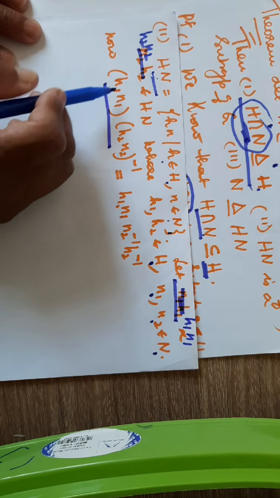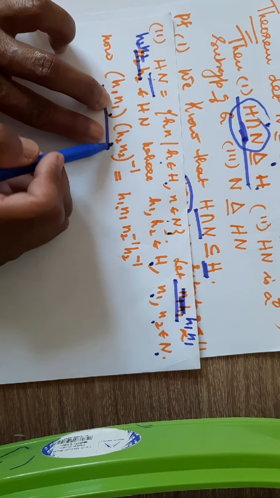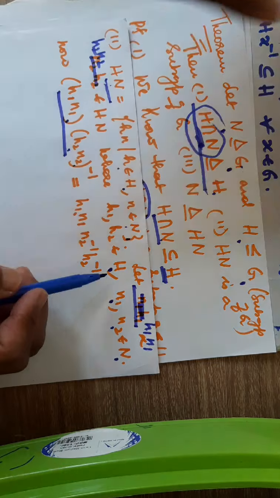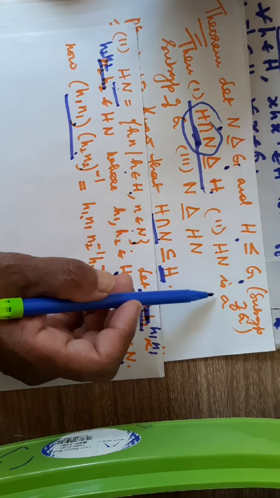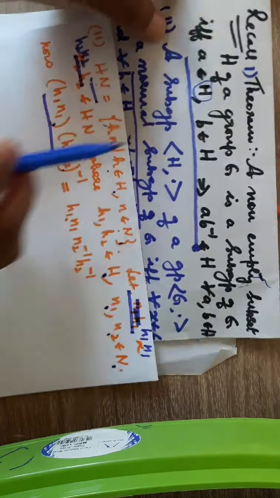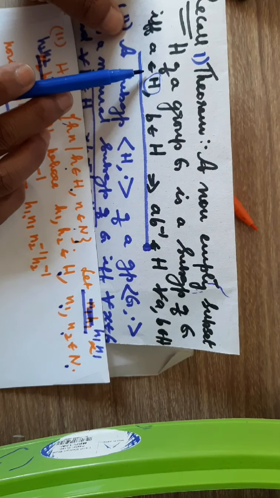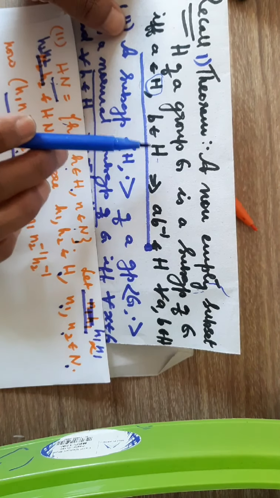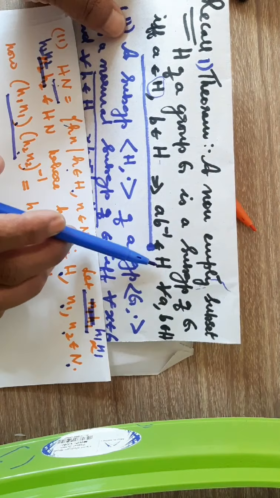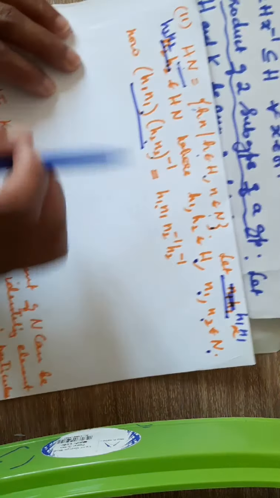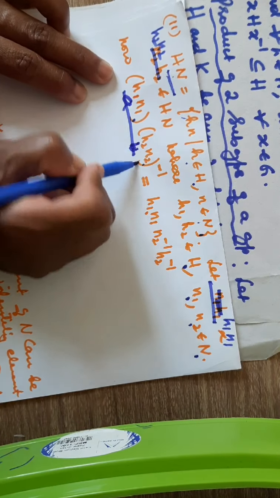Now if I can show that h1n1 into h2n2 the whole inverse belongs to HN, then I can conclude that this one is a subgroup of G, using again this theorem: if a and b belong to H, if and only if ab inverse also belongs to H. So this acts as a, this acts as b.